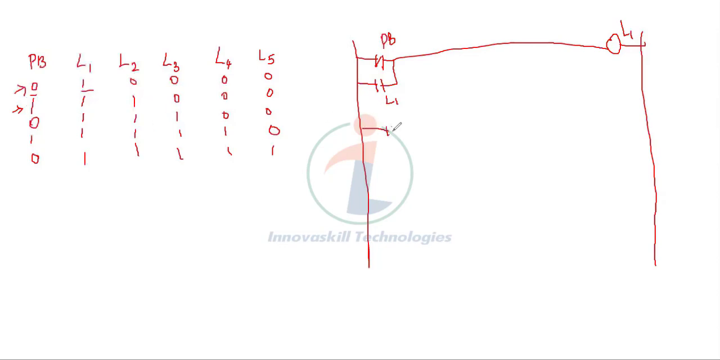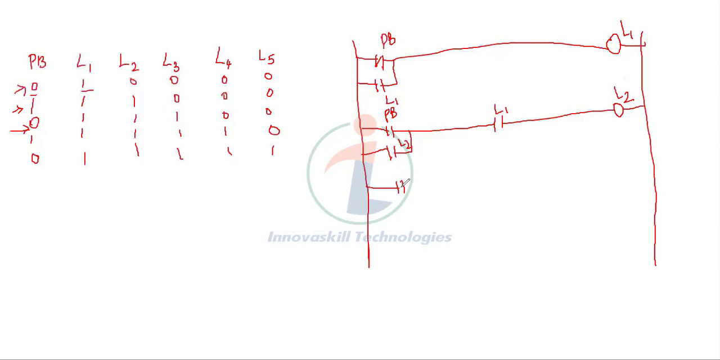After that, L2 should get activated. So I'm using NO of push button. After that, we have to take L1. Then we have to connect L2 here. Now here, what we have to do is, we have to take L2 as feedback, because if push button is off, again L2 should be continuously on here, so we are latching L2 also here.